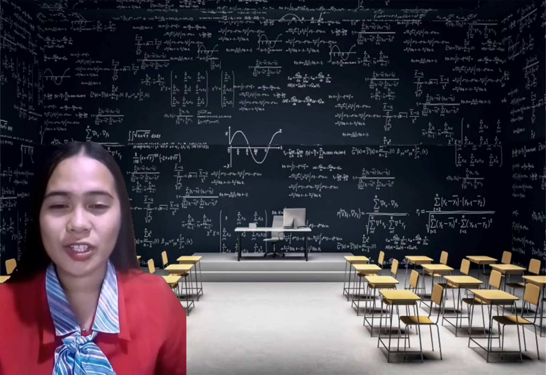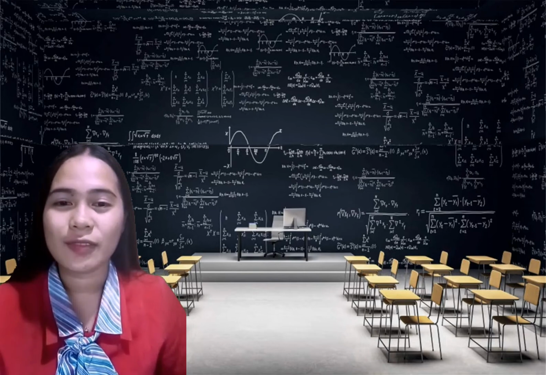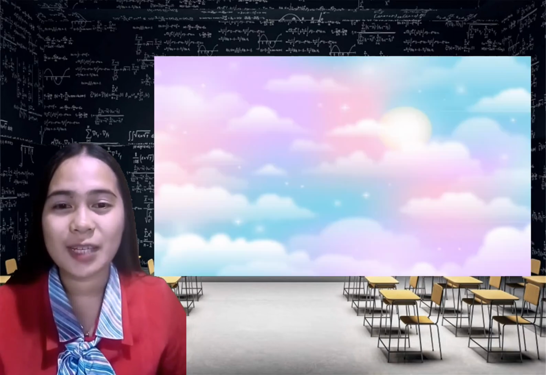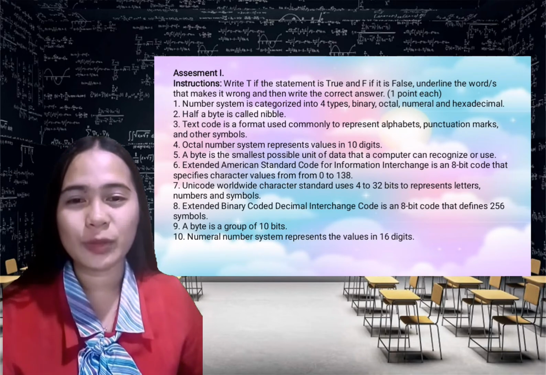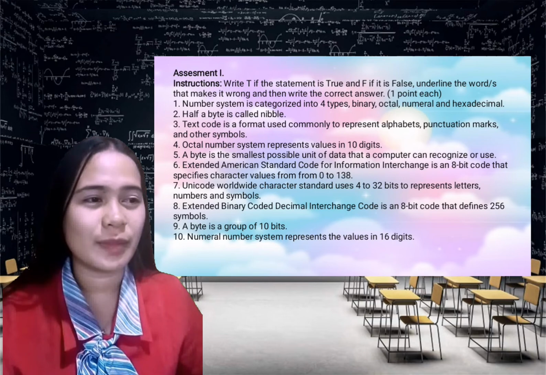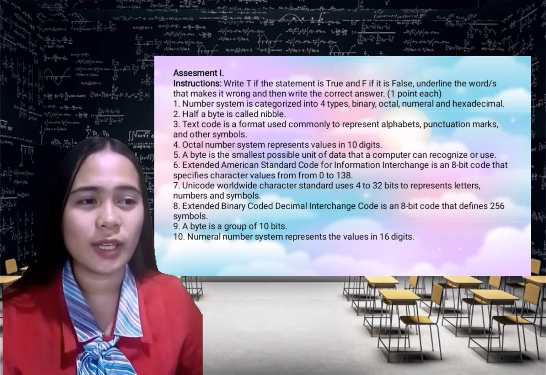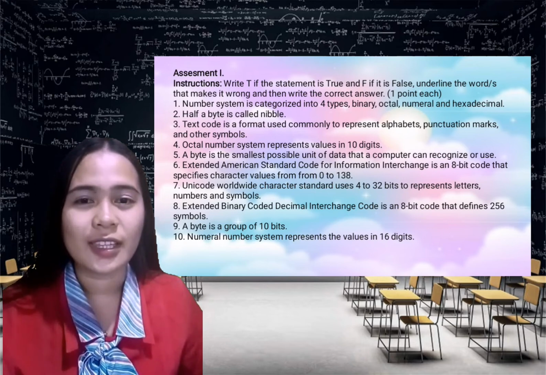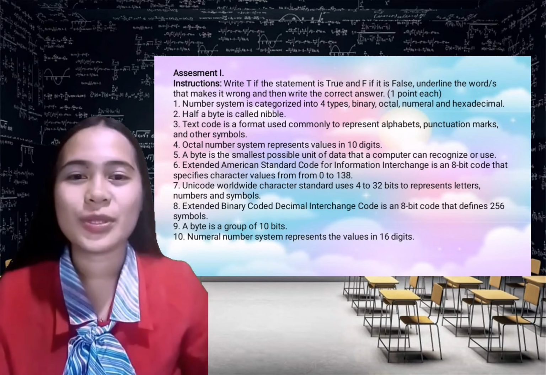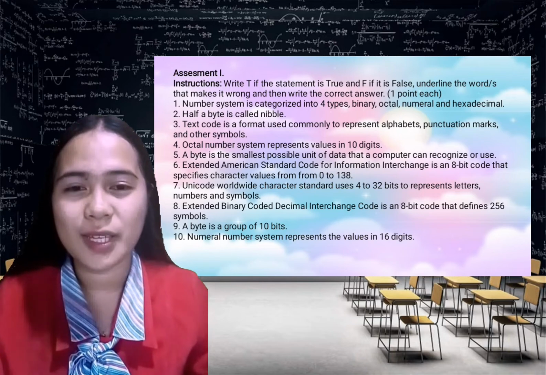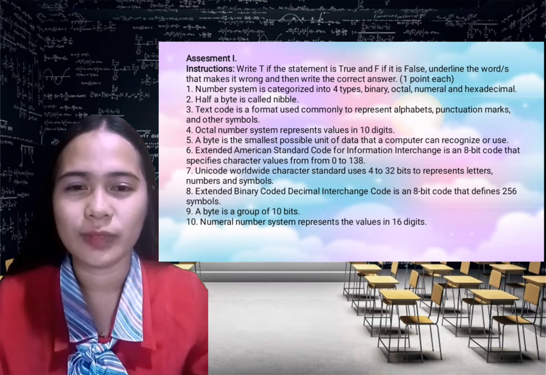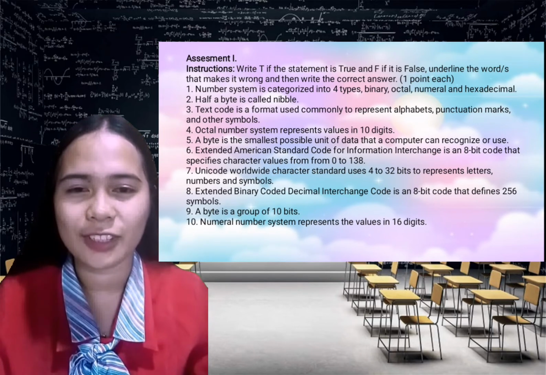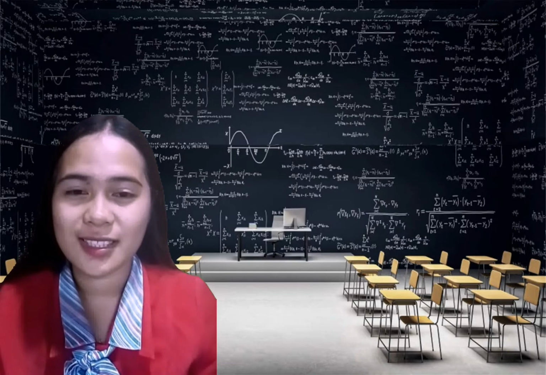Thank you for your cooperation in this activity, students. To test if you really understand our discussion, please see the presentation. I have here your assessment for today. Assessment 1 instruction. Write T if the statement is true and F if it is false. Underline the words that make it wrong and then write the correct answer after. This will be 1 point each number. Students, please take a screenshot of the 3 assessments I will show you here because you will answer them and pass them on your Google Classroom. The deadline will be 5 p.m. this afternoon. Are you done taking screenshots?